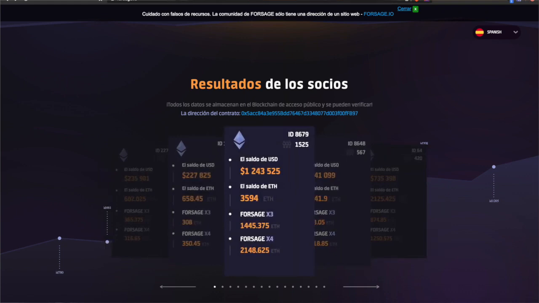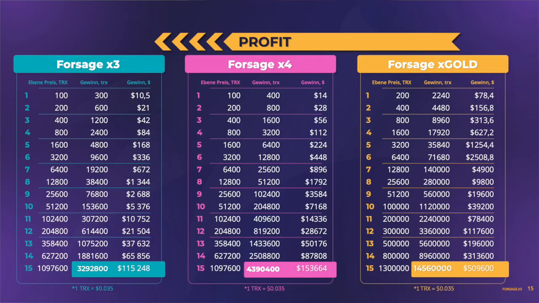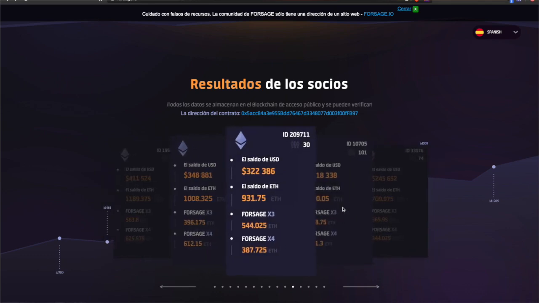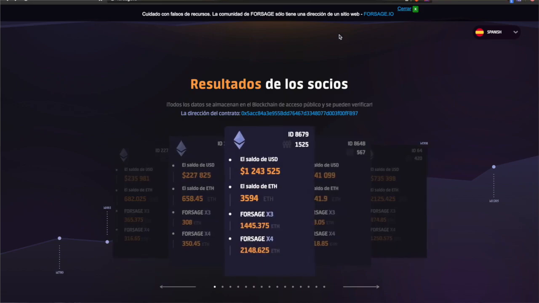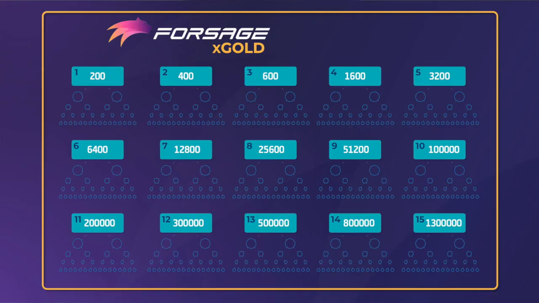The total income of one circle of slots is 17,448,900 Trons. It is $558,364 at the rate of 0.035. And in this calculation, only one circle is taken into account. That is, this is an underestimated figure. In reality, it will be much larger. Many partners who have already earned record sums in Forsage were convinced of this. I don't know if the partners who have activated 15 slots are ready to do the same in X Gold when it starts. But it's definitely worth it.